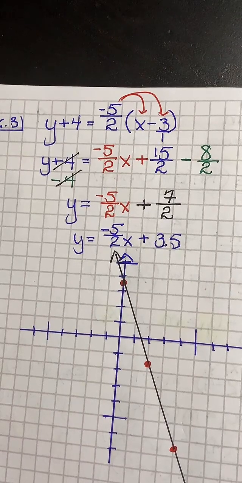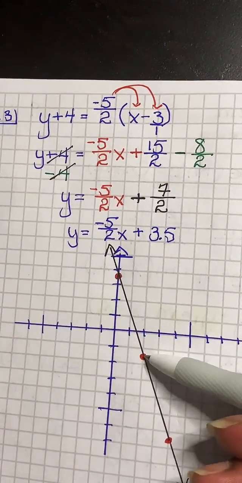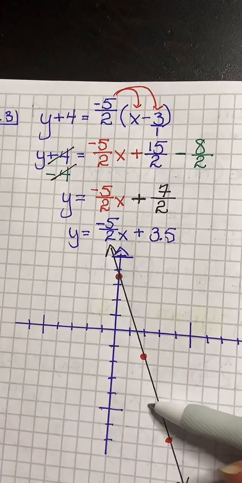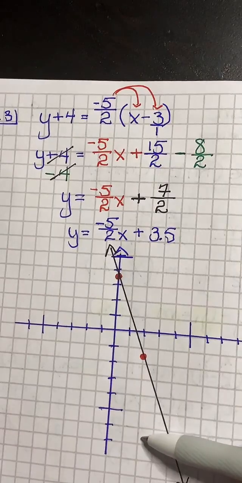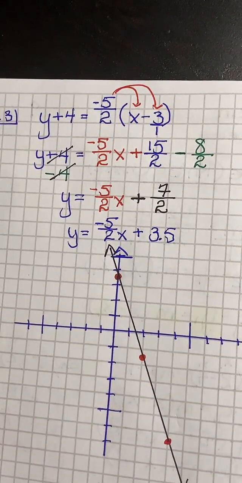The last dot. To get the last dot, all I did was walk down 5 complete steps, 1, 2, 3, 4, 5, and then over 1, 2. Okay. All right, no problem.